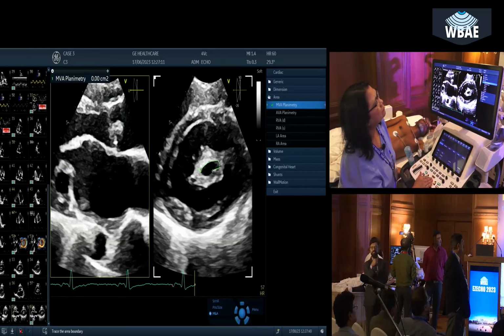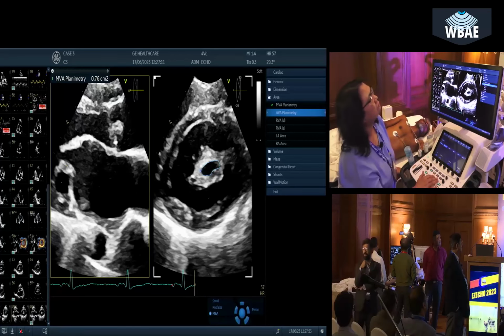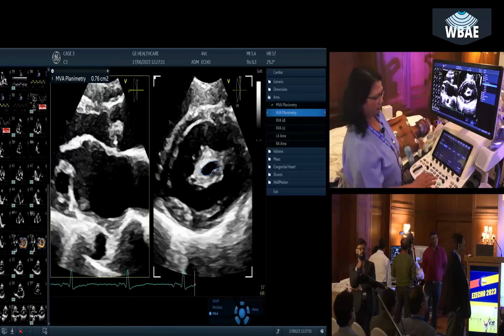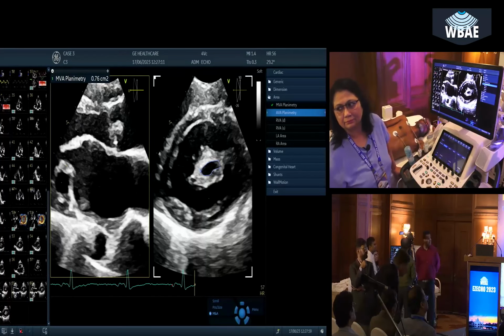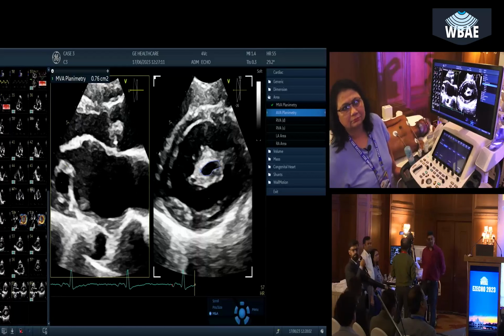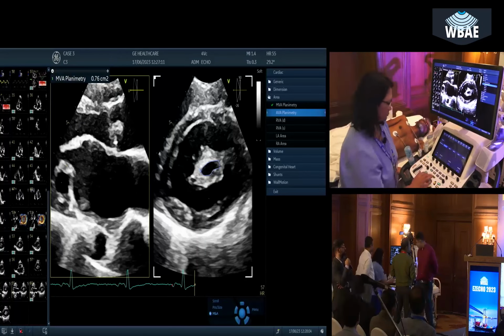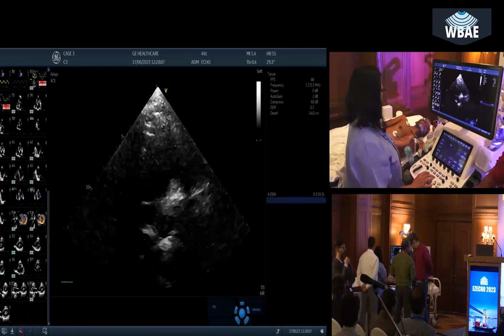So this is the commissural view. What is the next other commissural view we have? Can anybody tell me the other commissural view? 0.76, they have done a good job. 0.76, all right. You can actually do a planimetry of the aortic valve. Just to show rheumatic, you should always do a planimetry of the aortic valve using the biplane method.